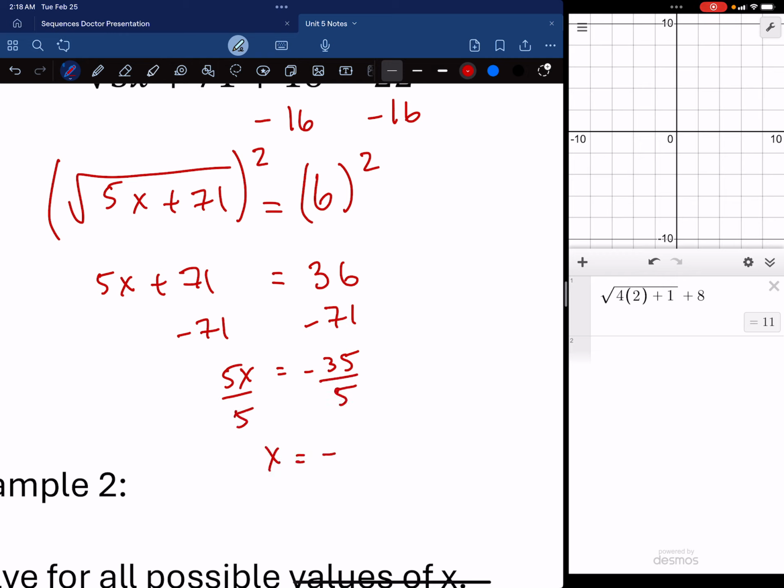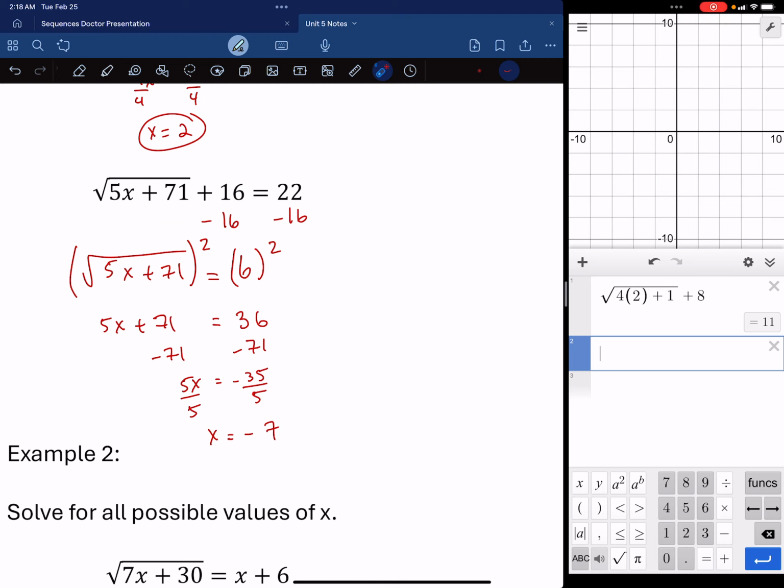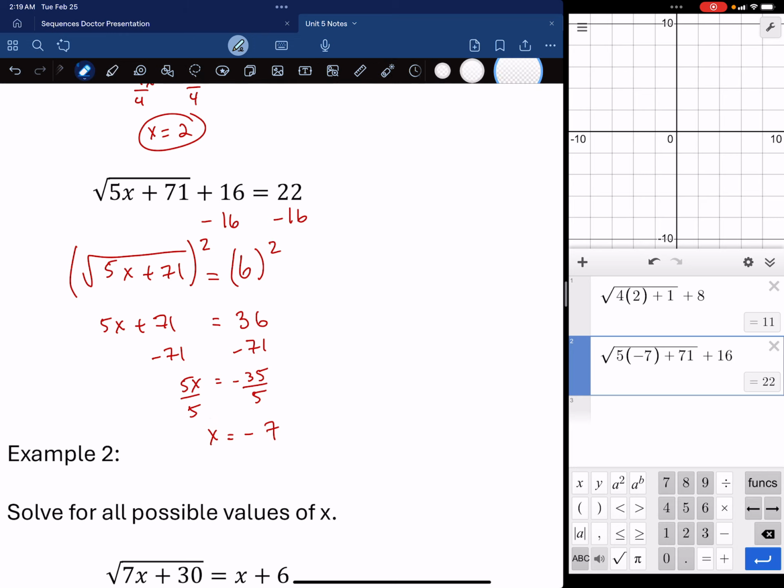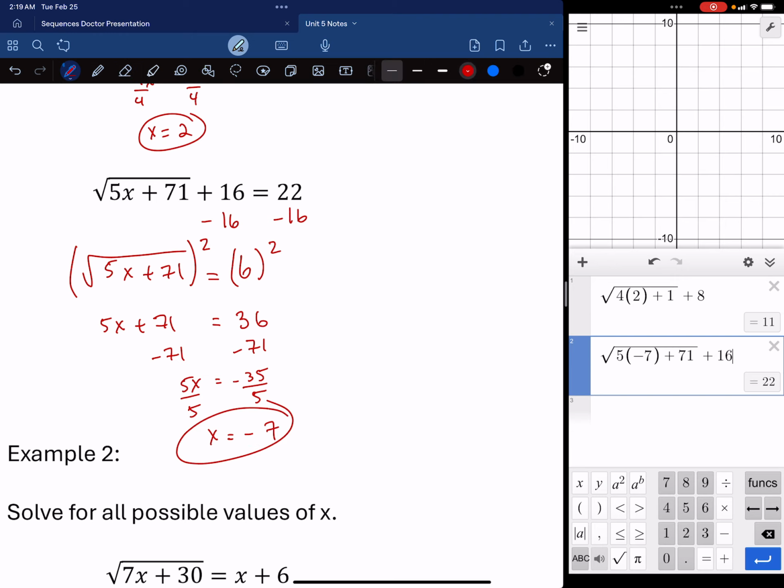Again, I'm just going to double check this. I'm going to throw negative 7 in here on my left hand side, everything. You should get 22. So the square root of 5 times negative 7, plus 71, on the outside plus 16, which is positive 22. Again, we have a good answer. Right, so that's example 1.